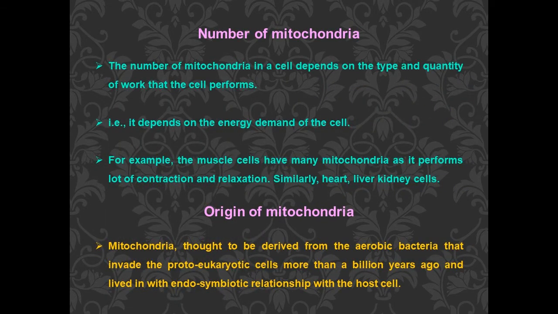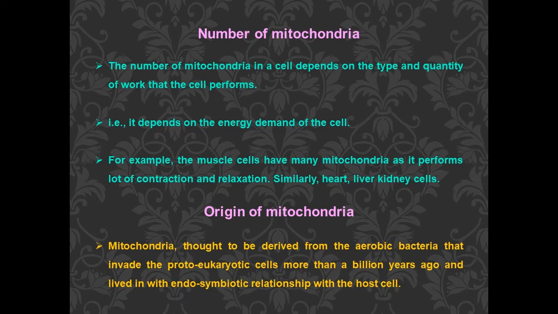Next, what is the number of mitochondria in a cell? The number of mitochondria in a cell depends on the type and quantity of work that the cell performs. That is, it depends on the energy demand of the cell. For example, the muscle cell has many mitochondria as it performs a lot of contraction and relaxation. Similarly, heart, liver, kidney cells.